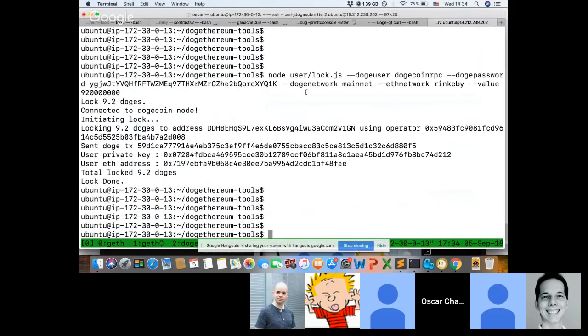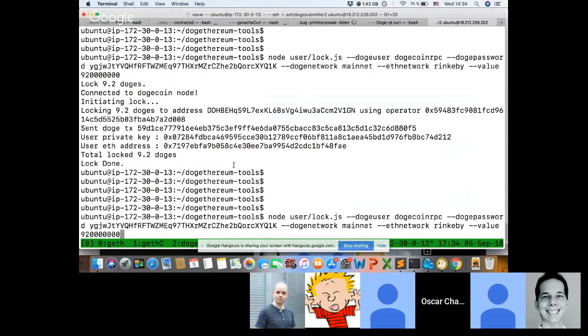Let me explain something before. On this computer, I am running a Dogecoin node, an Ethereum node, and I also installed the Doge Ethereum command line tools, and the lock command is one of them. There's another command which prints the balances, so let me use that one.